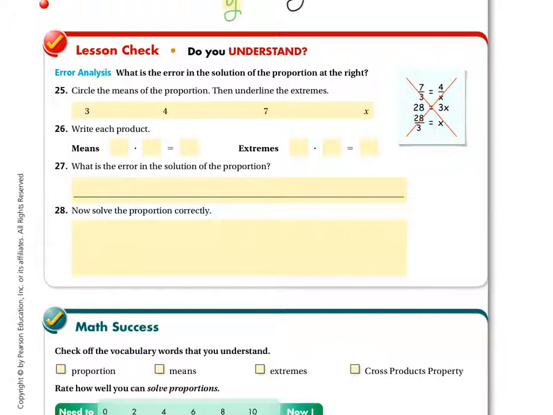So 25, skip 25. And then write your products, because those are your cross products. So go ahead and do 26, answer 27, and now solve that proportion correctly.